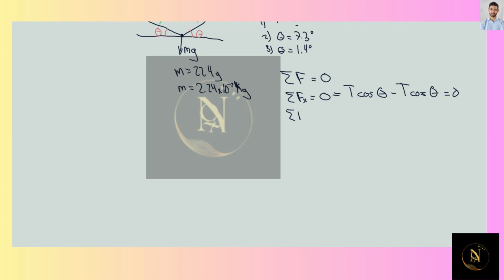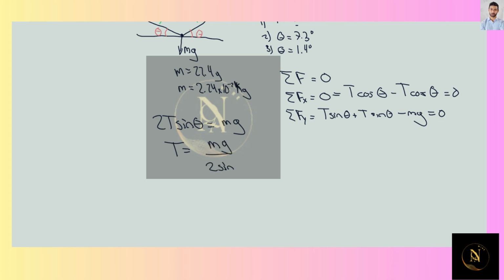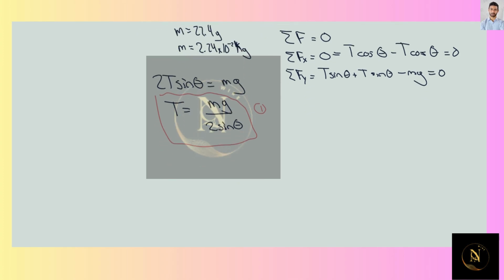On the other hand, the sum of the forces in y is going to be equal to T times sine of theta plus T times sine of theta minus mg, and this needs to be equal to 0. So what we're going to get is that 2 times T sine of theta is equal to mg. Thus, the tension will be mg divided by 2 times sine of theta. This is going to be the expression for the tension in this scenario, and this is going to be the answer for part 1.